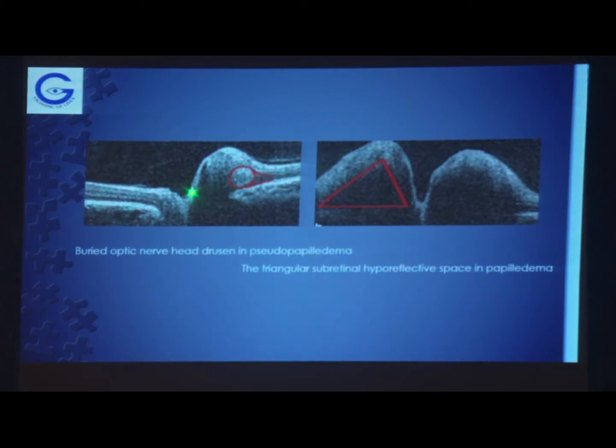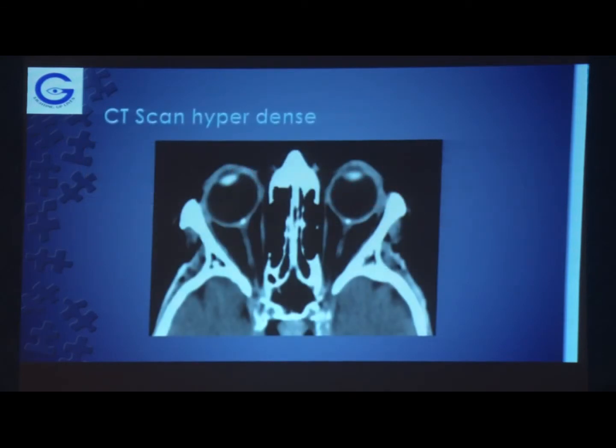See, in OCT, if you are able to see a hyper reflective globular space in OCT, that is suggestive of disc drusen. And if you are able to see a hyper reflective triangular space, then we can take it as disc edema. We can also diagnose optic disc drusen in CT scan, but we usually don't do it.